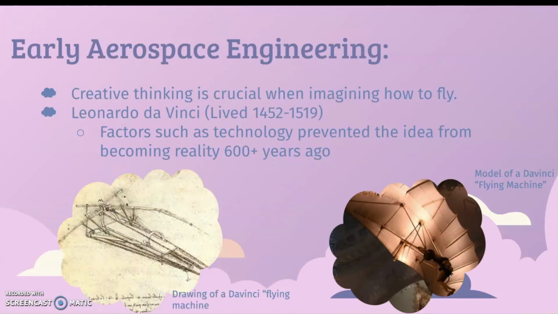Early aerospace engineering can be traced as far back as Leonardo da Vinci, the creative thinker. Leonardo da Vinci lived from 1452 to 1519, and he created many drawings of what he referred to as flying machines. They were a variety of prototypes in a variety of styles. However, factors such as technology prevented any of his ideas from becoming a reality until over 600 years later. In the images on this slide, you will see a drawing of a Da Vinci flying machine, as well as a model of a Da Vinci flying machine.